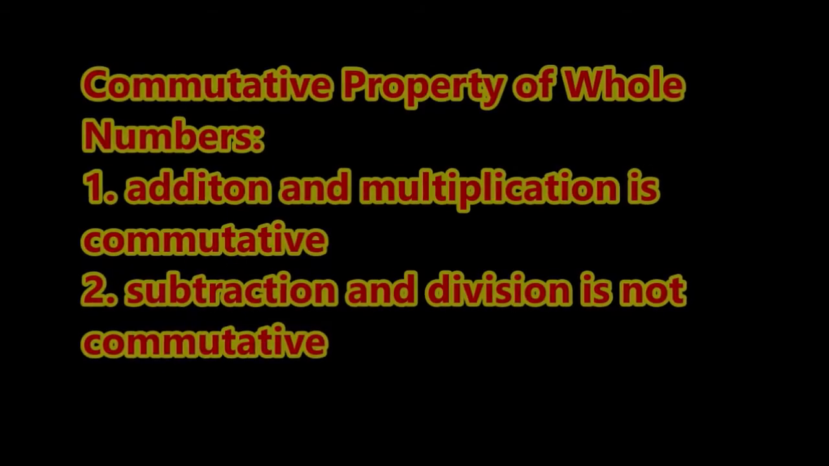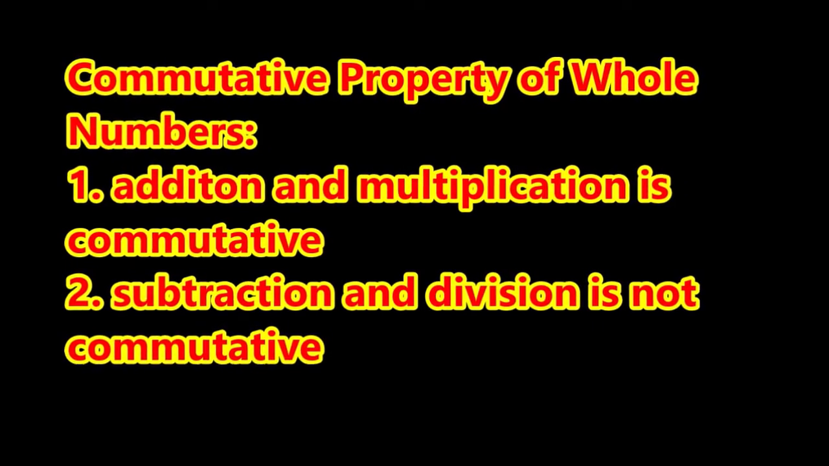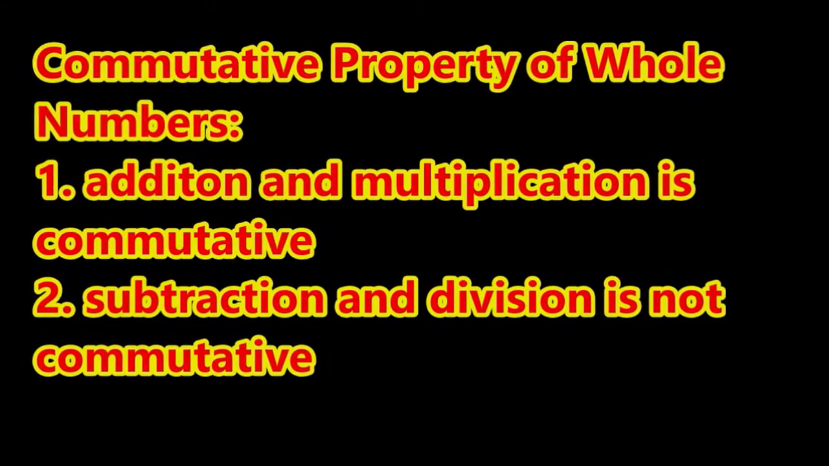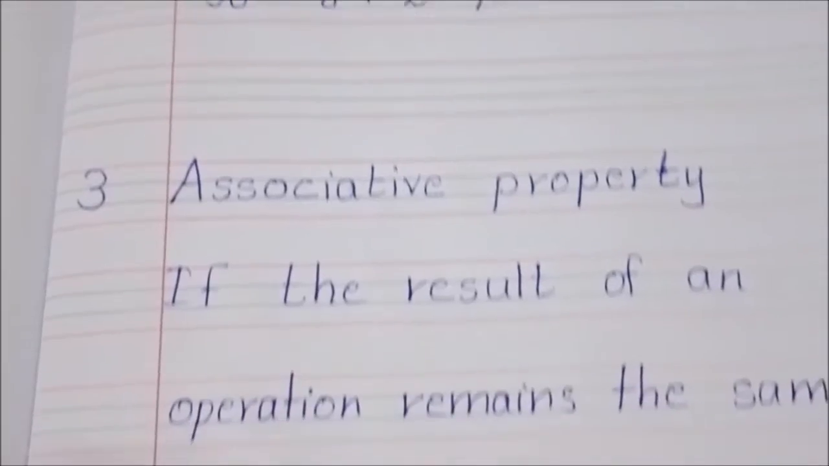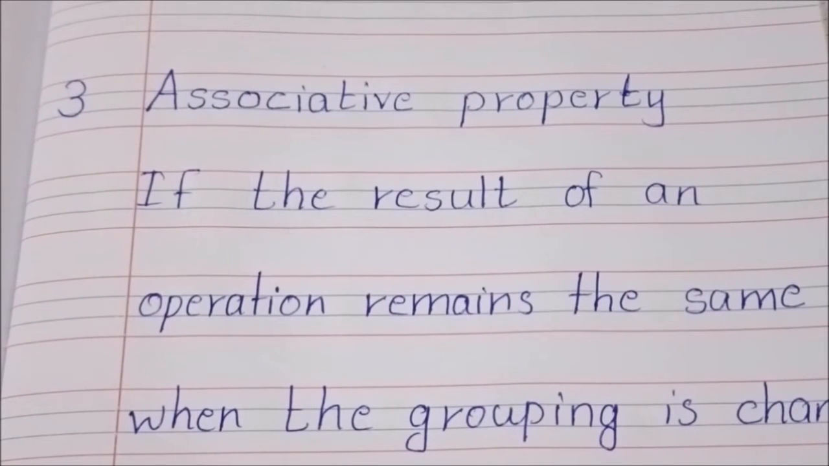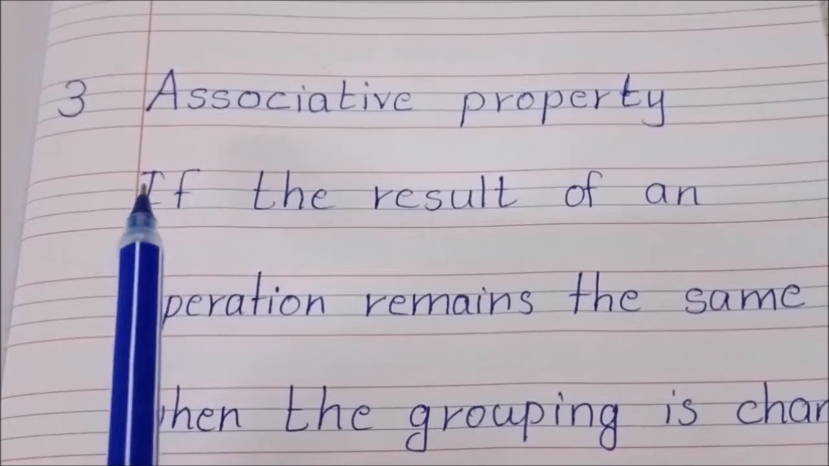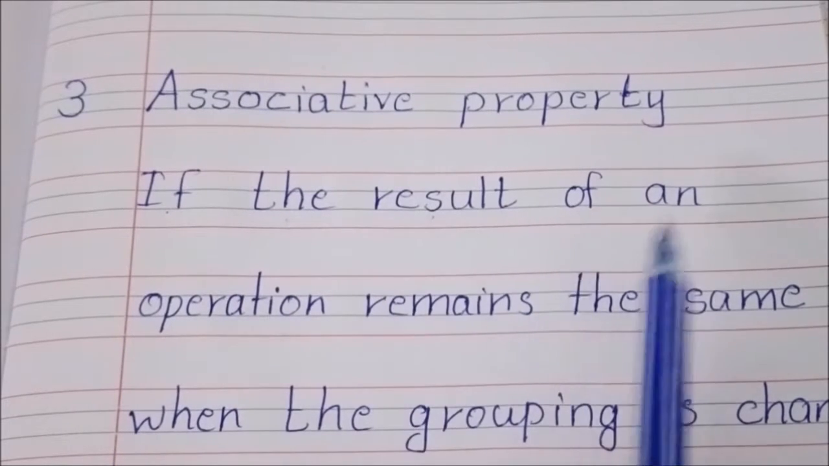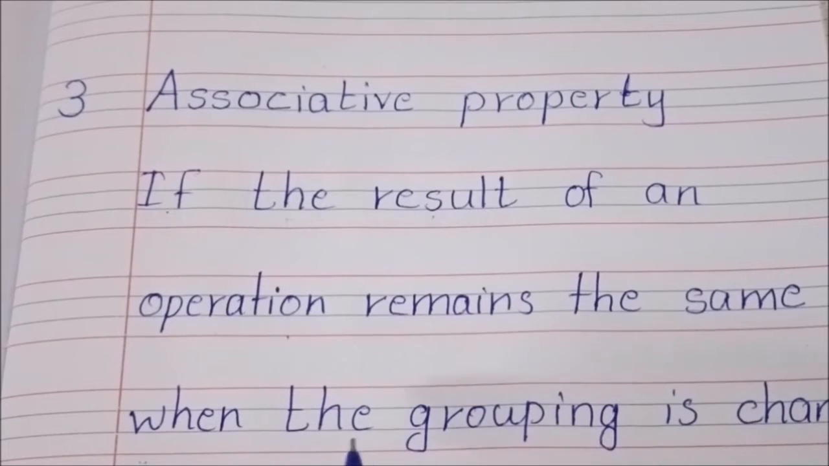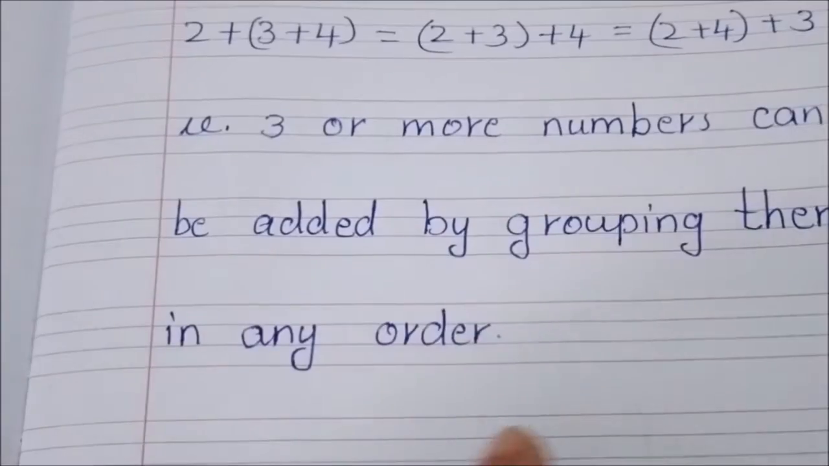Got it? So what we understood is, in the commutative property of all numbers, addition and multiplication are commutative, subtraction and division are not commutative. The next property is the associative property. What is the associative property? If the result of an operation remains the same when the grouping is changed. Got it? Is the addition of all numbers associative?